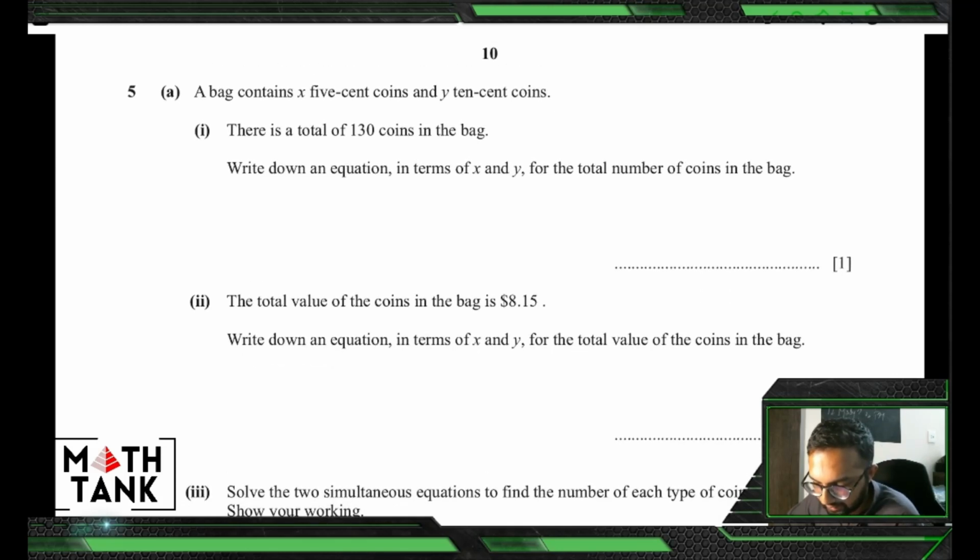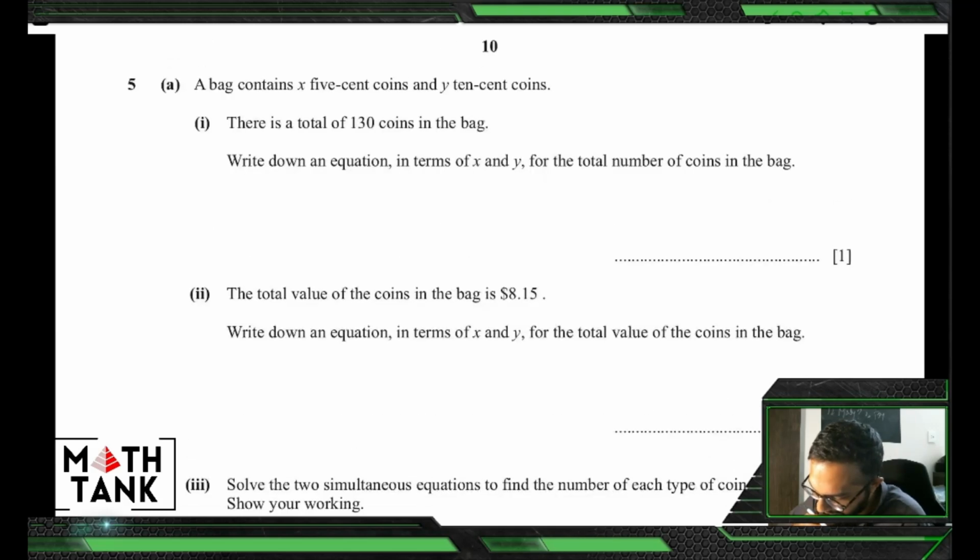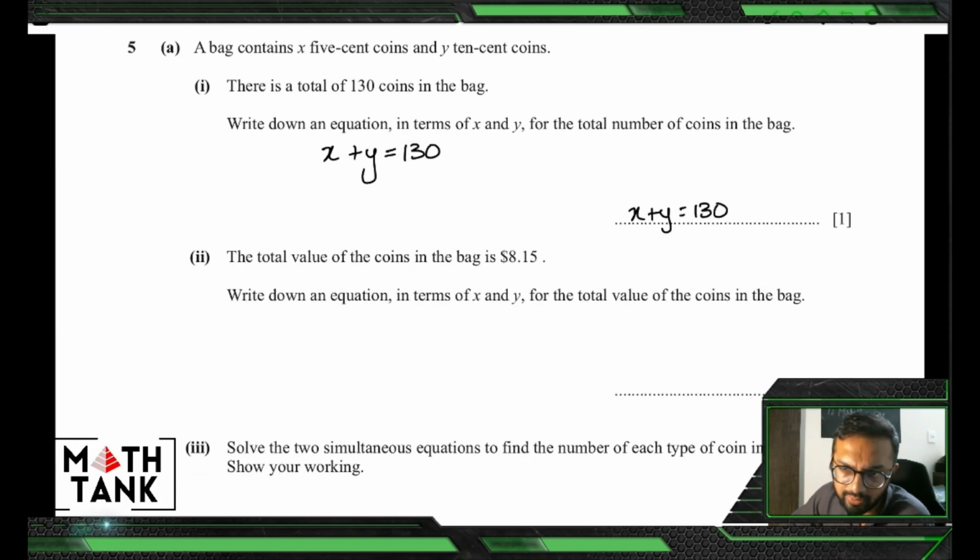A bag contains x 5-cent coins and y 10-cent coins. Again, it looks like a simultaneous equations question, and there is a total of 130 coins in the bag. Write down an equation in terms of x and y for the total number of coins in the bag. That's a simple equation: x plus y equals 130. Remember that I'm not asking about the total value right now. That's probably the next part.